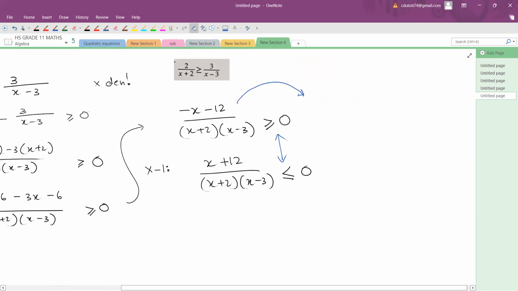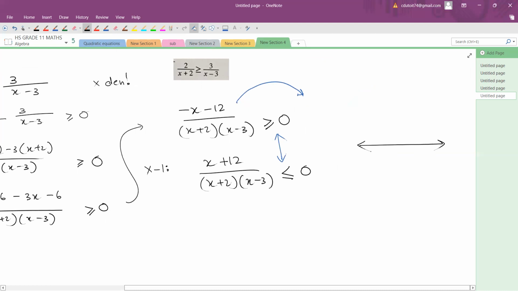Okay, now I'm going to set up my line to get all the values. Look at this. The one value is negative 12. The other one is negative 2. And the other one is 3. But it's not allowed to be 3. It's not allowed to be negative 2 because then I'm dividing with zeros and that's undefined. And I'm going to put in any value larger than 3, a 20. A 20 is a plus on top, a plus there, and that will give me a plus.